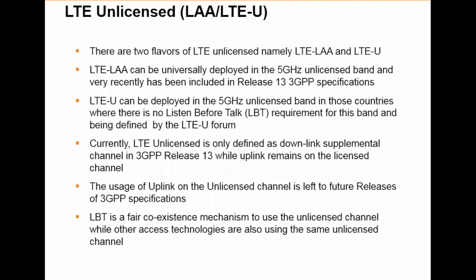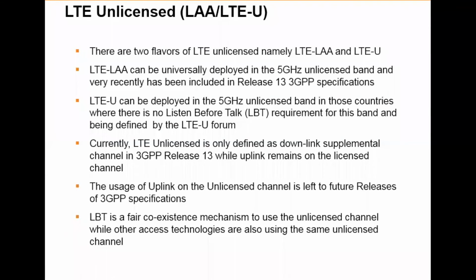So there are two flavors of LTE unlicensed, namely, as I stated, license assisted access and LTE-U. Both are used along with a licensed spectrum by an operator. The only difference between the two is that one is being standardized by the 3GPP because it can be universally deployed. On the other hand, LTE-U is defined by the LTE-U Forum, which can only be deployed in those countries where listen before talk, or LBT, is not a requirement in the unlicensed band.